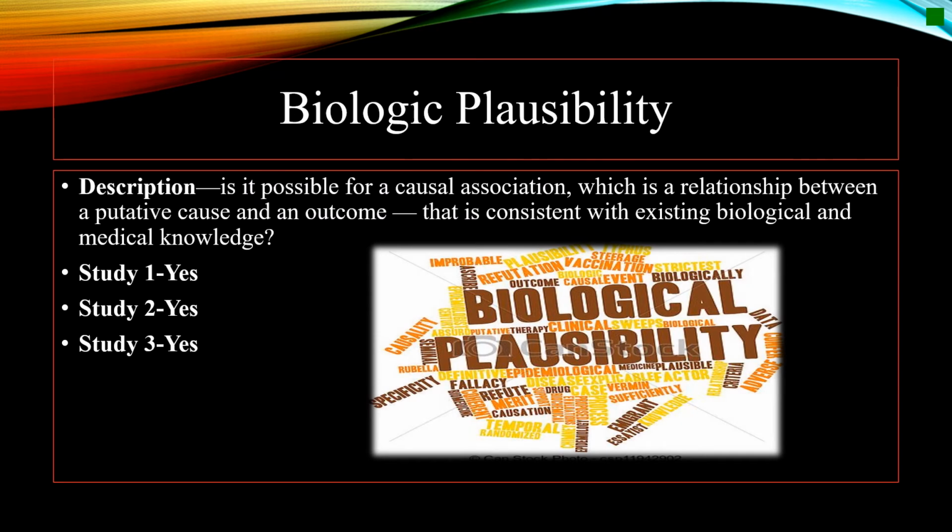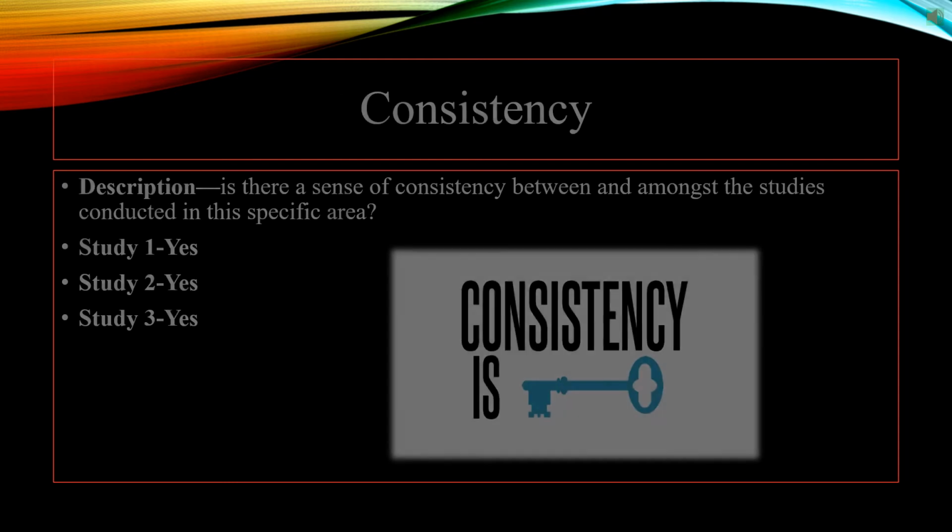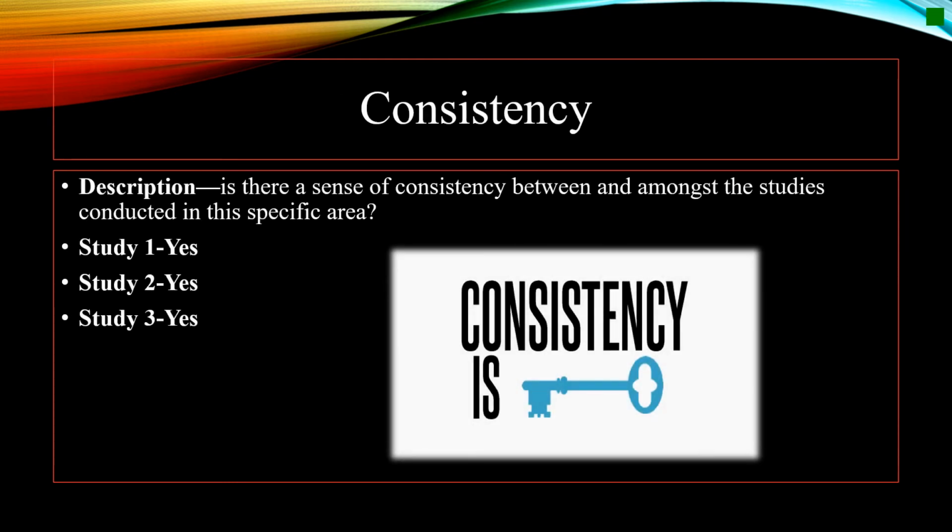For biologic plausibility, what I want to know is, is it possible for a causal association? And is it consistent with existing biological and medical knowledge? In all 3 studies, the answer to this was yes. Now, what about consistency? In other words, between and amongst the studies conducted, is there a sense of consistency in the findings? Once again, that was a resounding yes.